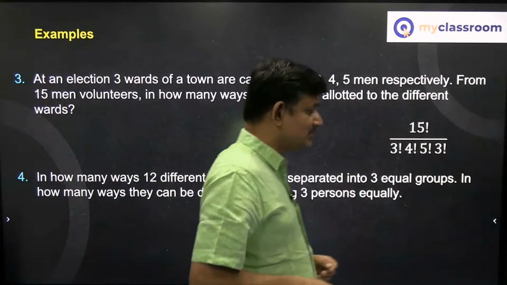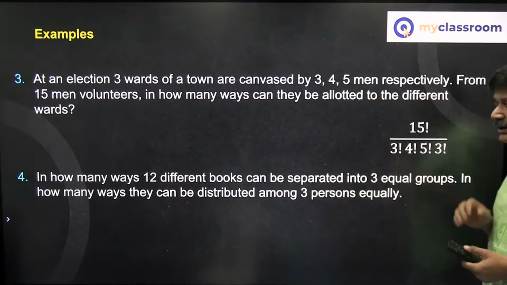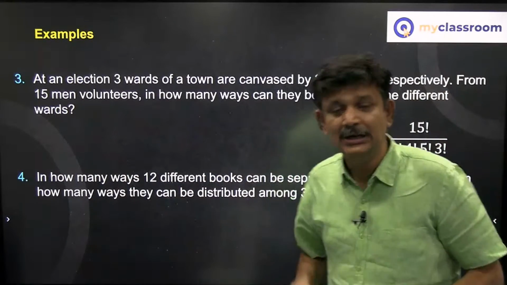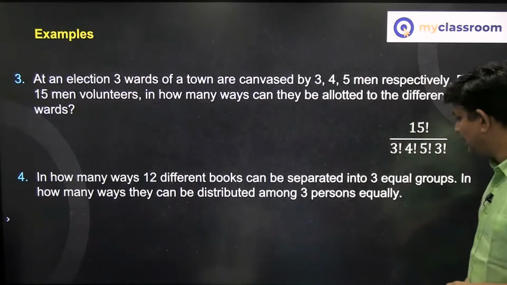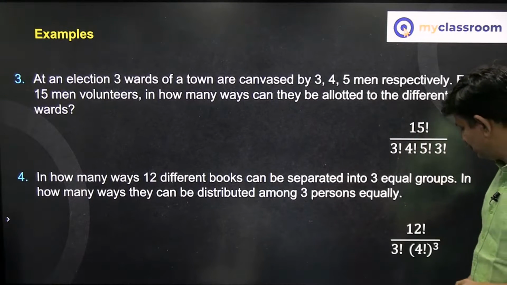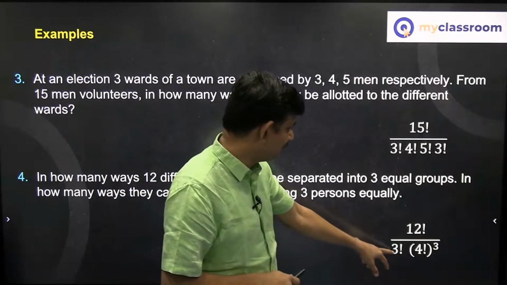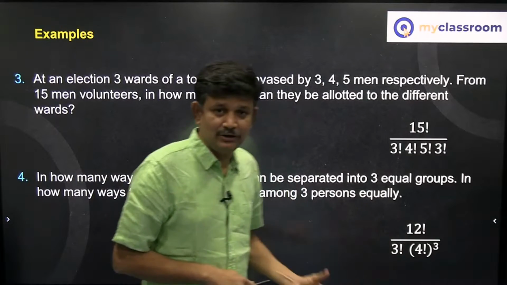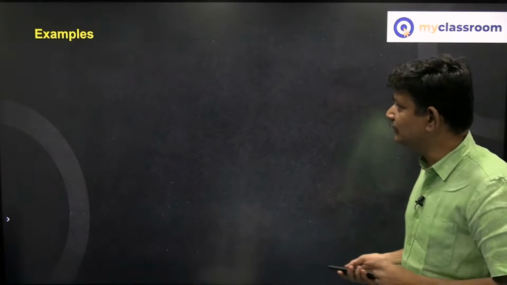And second part of the question is, in how many ways can they be distributed among 3 persons equally? When you are distributing 12 books among 3 persons, now the boxes are different. So the denominator will not have any 3 factorial. So the denominator will have 3 factorial in case of equal groups and will not have 3 factorial when you are distributing among persons. That is the whole difference. That is what you need to keep in mind.